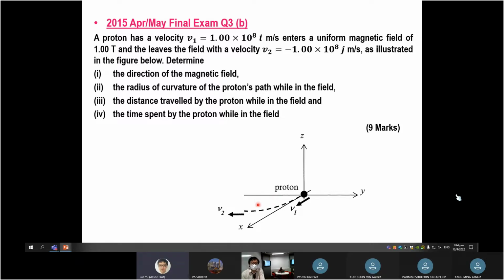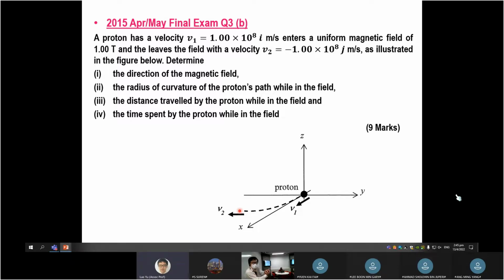Or you can also apply your right hand rule at the position of V2. Now V2 is along minus y. Can you tell me my force is along which direction? Force, so now at this position, which is the direction of the radius? Circular motion radius. Minus x, very good. So the force is now along minus x.